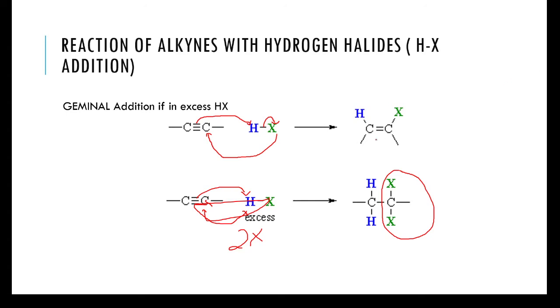Essentially, you start with this product and add another HX. The hydrogen's going to go to the more hydrosubstituted carbon, that one right here, which means my halogen is going to end up there. And again, I'm showing it all in one step, but we saw it happens in multiple steps.